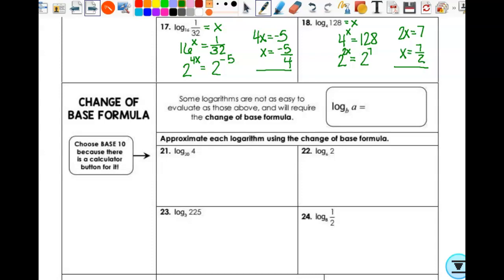What questions you got? Anything? Okay, so on the video, they talked about the change of base a little bit. It did talk about the buttons on the calculator, that kind of thing.